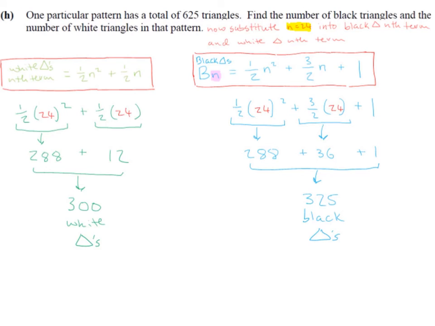And to check are we right, we add them together and we get 625. So 300 plus 325 is 625. So we know we're right.